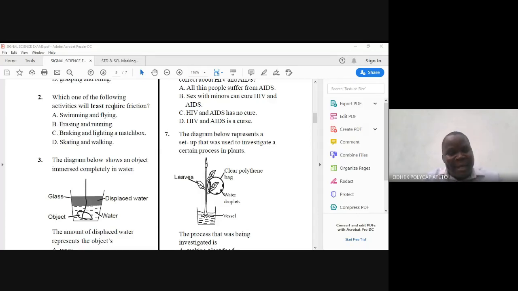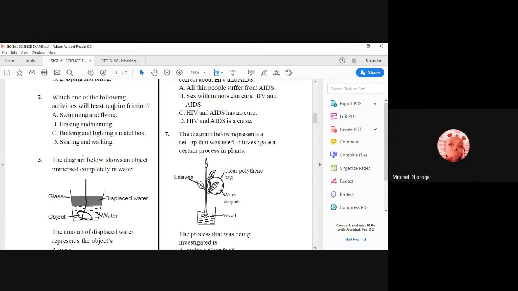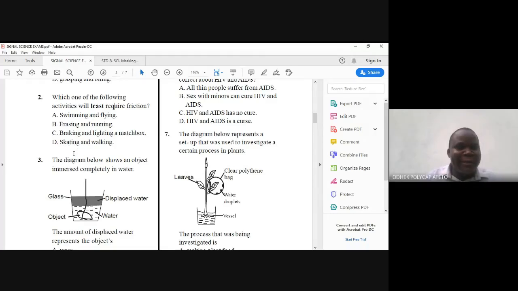So a matchbox has a rough strip on the side. Where the box is, if you strike it like this, that friction is what is going to make the match light. So that's where we need friction. Michelle, understood? Yes. Okay. Skating, that is what you like most, Michelle. Is that correct?